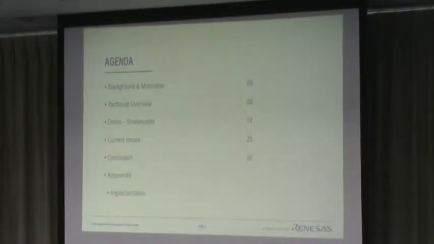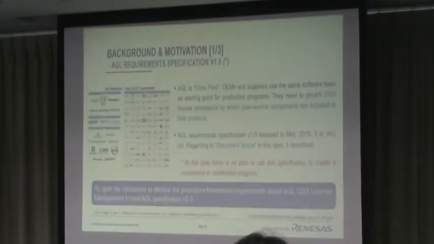Then I would like to look at my agenda. Firstly, let me show my background and my motivation. As you know, in the Automotive Grade Linux community, there are many members and more than 100 companies. So one of AGL's goals is building a single software platform for the entire industry. OEMs and suppliers use the same software base as a starting point for production programs.